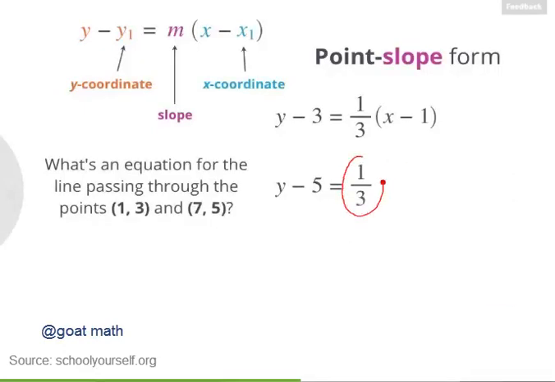Exactly, the slope is still 1/3, and the x-coordinate of this point is 7. So another point-slope equation for our line is y minus 5 equals 1/3 times x minus 7. So we found two equations for this line passing through (1, 3) and (7, 5). That's concerning since only one line should pass through both of these points.